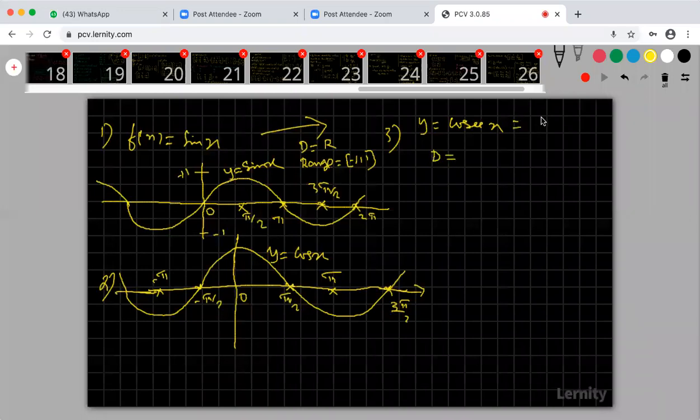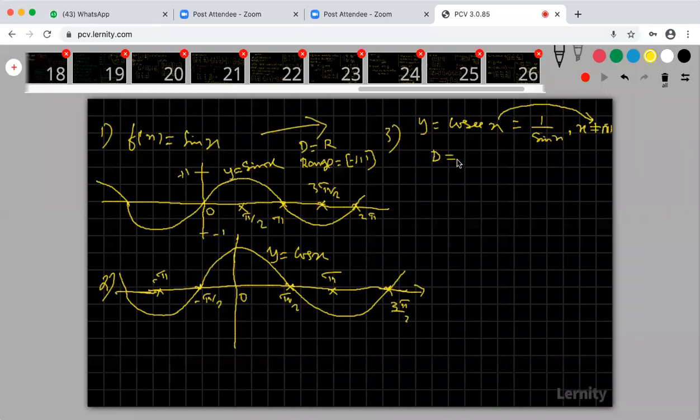What is actually cosecant x? It is 1 by sin x. Here x is not equal to n pi. Why? Because at x equal to n pi, the value of sin x is 0. If sin x is 0, then 1 by 0 is undefined. So cosecant x is not defined for these x values. Cosecant x is undefined for x equal to n pi.